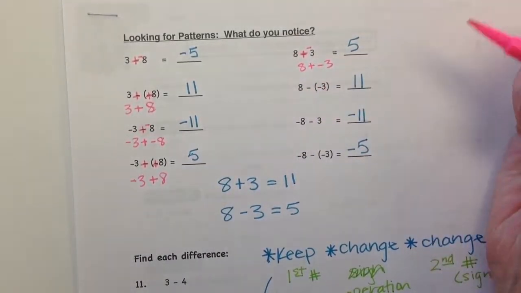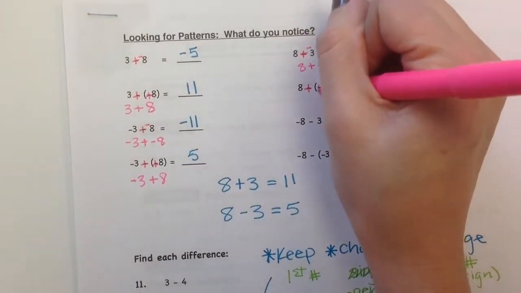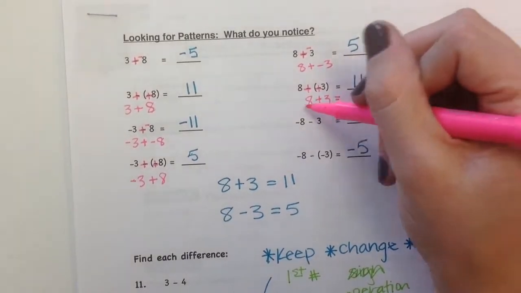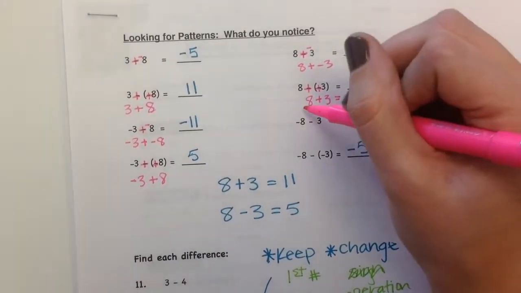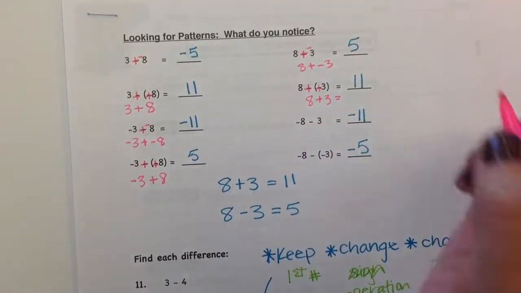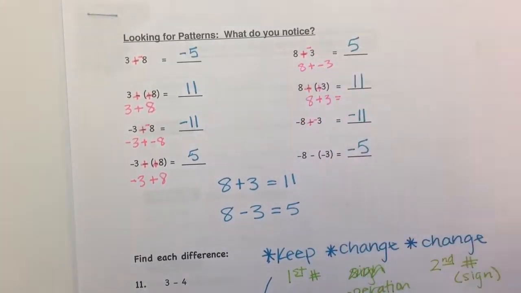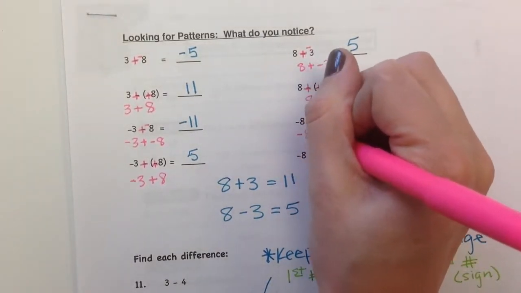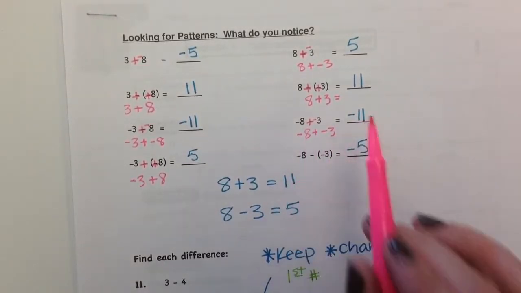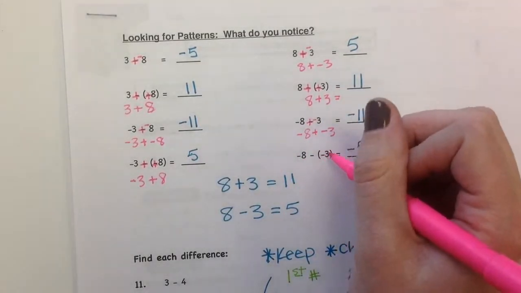8 minus negative 3. Keep the first number, change it from subtraction to addition, change it from negative to positive. Now we have 8 plus 3, which are same sign, so we find the sum, which is 11, and we're adding positives, so it's a positive result. Negative 8 minus 3. We keep the first number, change it from subtraction to addition, change it from positive to negative. So now we have negative 8 plus negative 3. We have the same sign, which means we find the sum, and we're adding negatives, so it's negative.